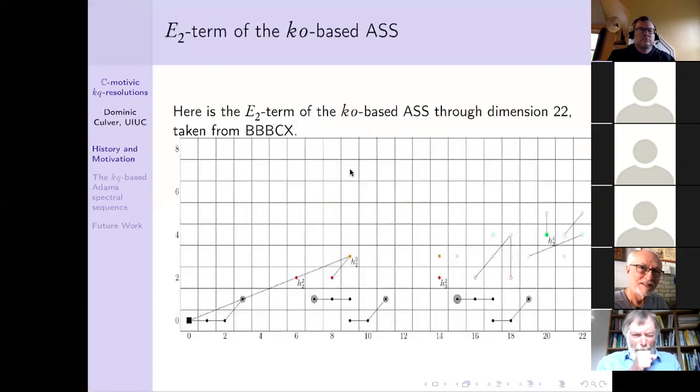But the other side, oh, oops, sorry, I forgot. This is a picture of the KO-based Adams spectral sequence up through dimension 22. So there are some familiar things here. This is eta here. This is eta squared here. Everyone can see the drawings, right? Okay. And then this is nu squared, nu cubed, etc. So anyway, this is a picture of the KO-based Adams spectral sequence E2 term.